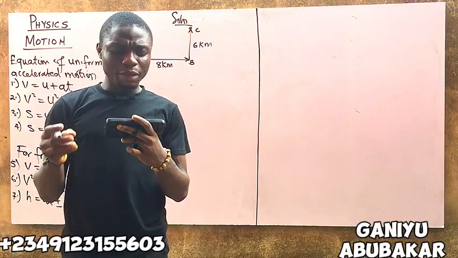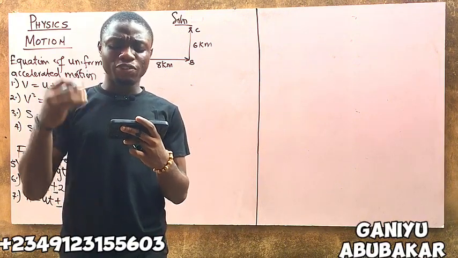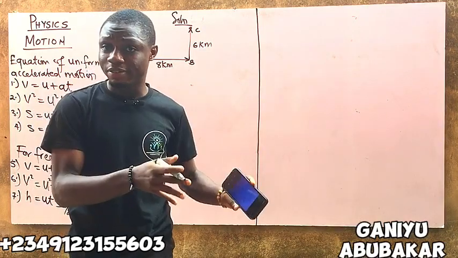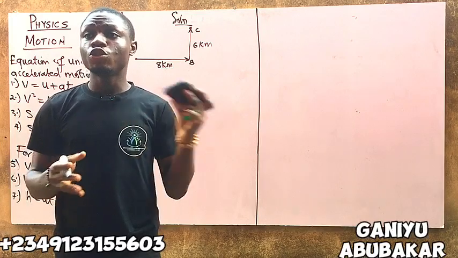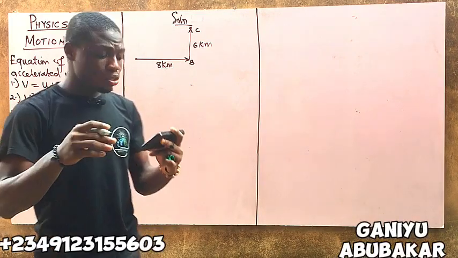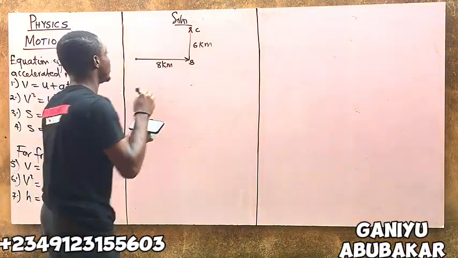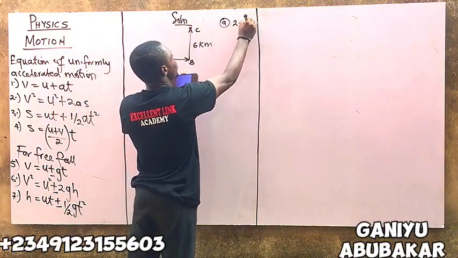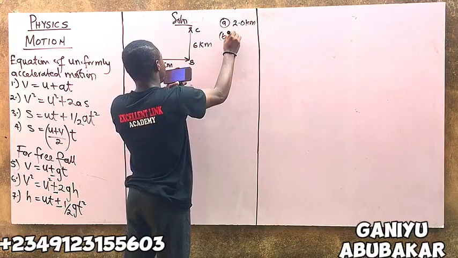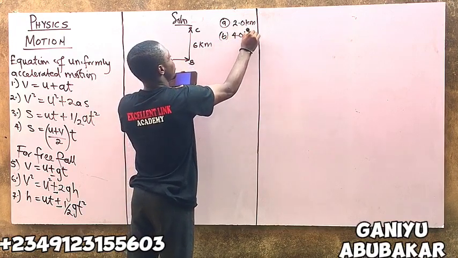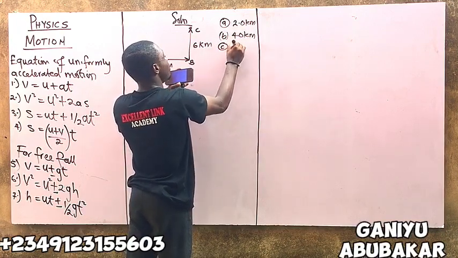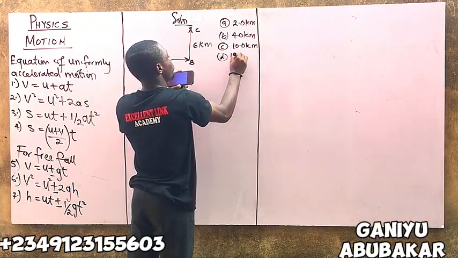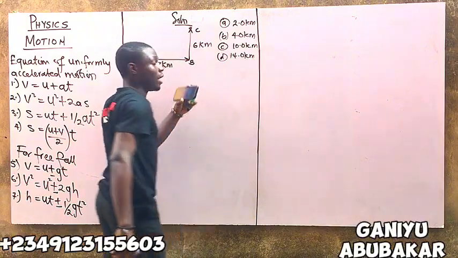So the question says, determine the difference between the magnitude of displacement and the distance by him. So I need to get the displacement first, and then get the distance. The two values, subtract them, you are done. But look up, the options here say A is equal to 2.0 kilometers, B says 4.0 kilometers, C says 10.0 kilometers, and D, I have 14.0 kilometers perhaps, right?